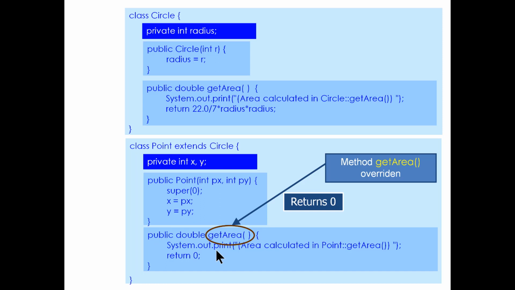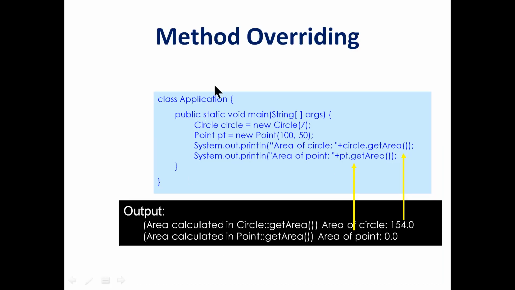So here you return 0, and method overriding happens when you create an application: you create a circle object and you create a point object and you call the getArea method, but you get two different outputs. The first one is circle.getArea, and pt.getArea is the child. You understand, point actually is a circle, and the area is 0 because it's a point. You have a very small area.